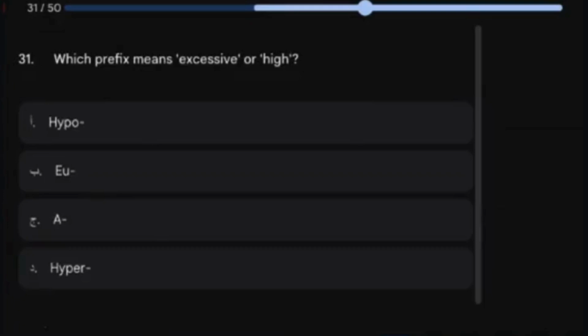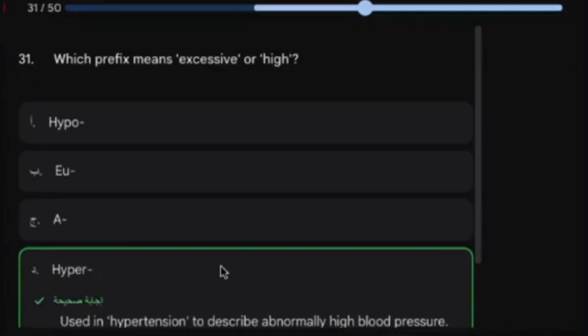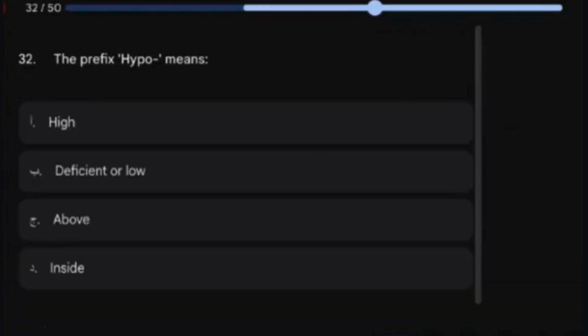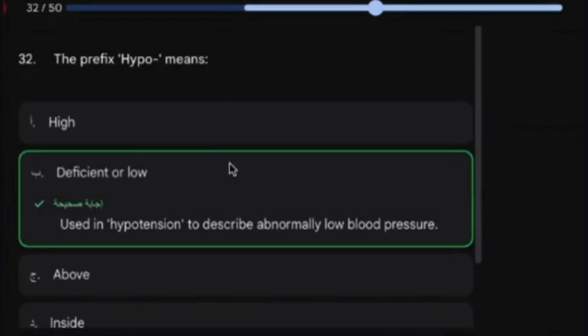Which prefix means excessive or high? Is it hypo, eu, a, or hyper? It is hyper, like a hyperactive child, for example, or hypertension, abnormally high blood pressure. Prefix hypo means high, deficient or low, above or inside? Deficient or low. So we have hyper, that means more than normal. Hypo means below normal, deficient, like hypotension.